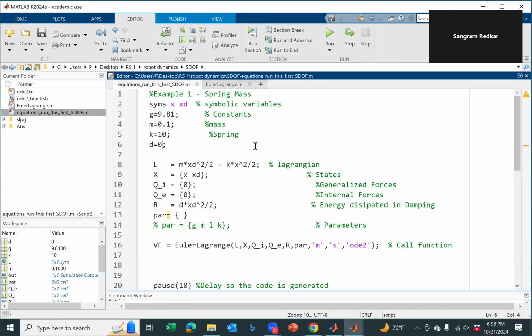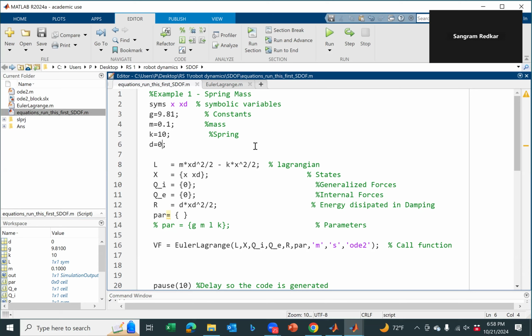K is the spring coefficient and D is the damping coefficient that I wrote as 0. Now go back to the notes. For this system, we have T, which is the kinetic energy, which is 1/2 m x dot squared, and I have V, which is 1/2 k x squared, and my Lagrangian is T minus V.